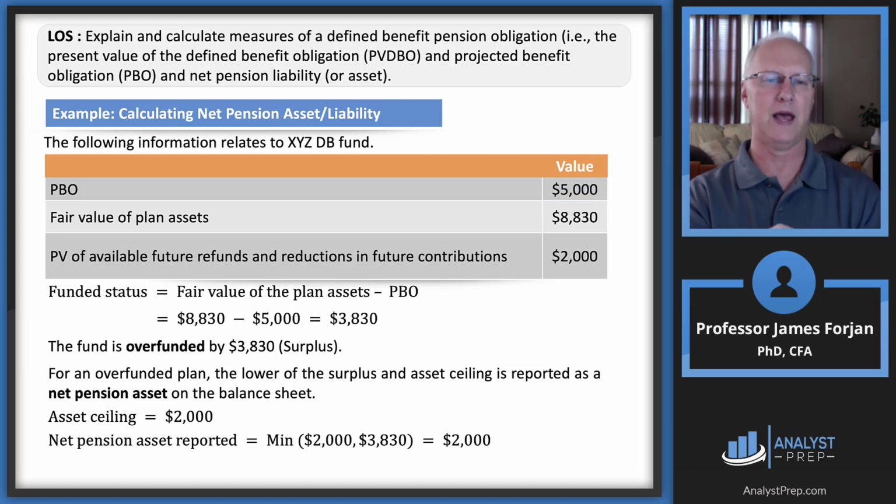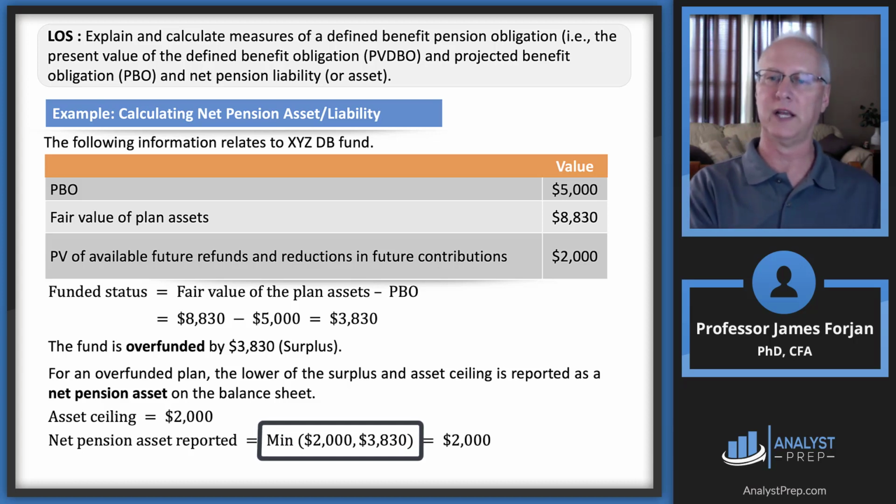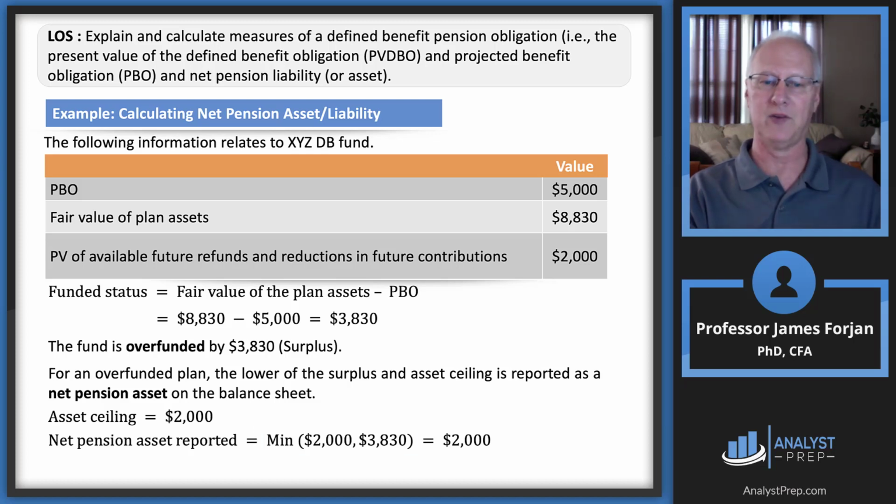But notice in that third row there, we have present value of available future refunds and reductions in future contributions, $2,000. This is kind of like a ceiling. And so we need to take that out. So look at the bottom. We need to report the minimum of the 3,000. What is that number? $3,830, or the ceiling of 2,000. So the net pension asset reported is the $2,000.